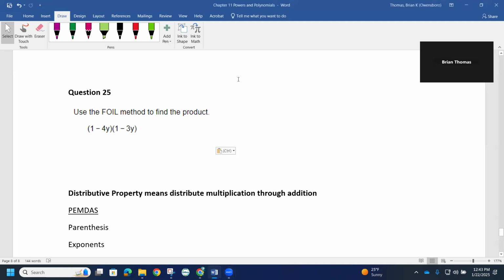But remember in FOIL, usually we write it as first, outer, inner, last.